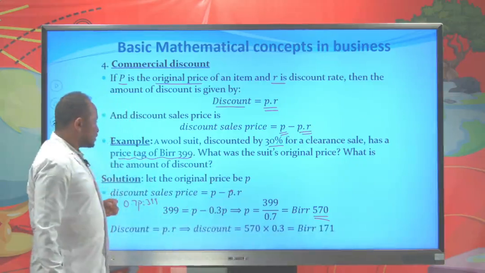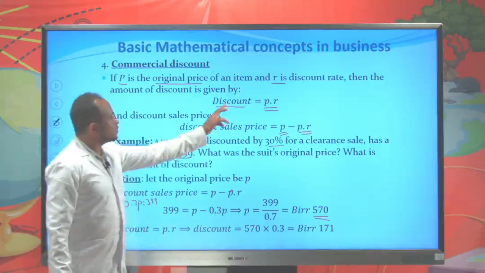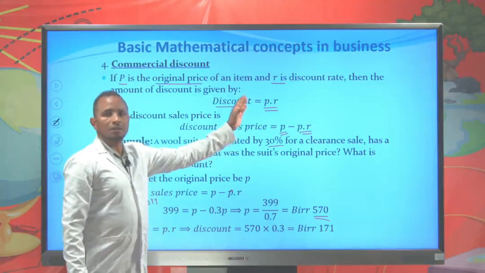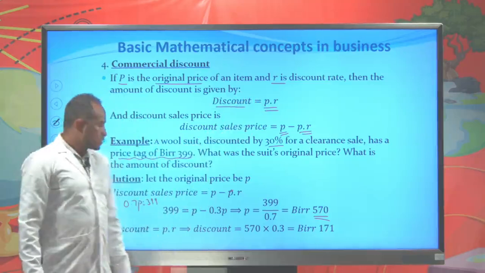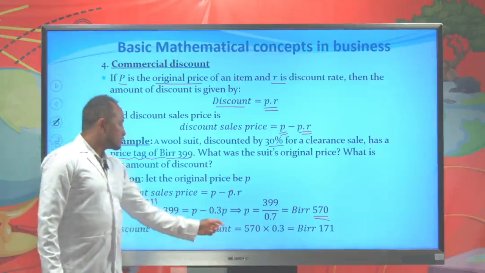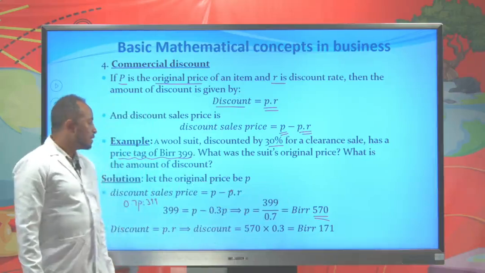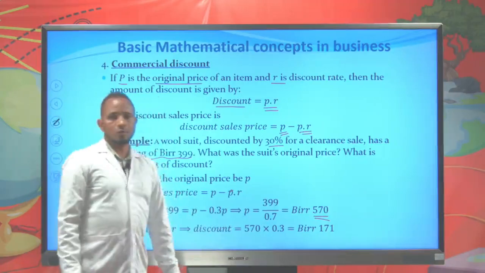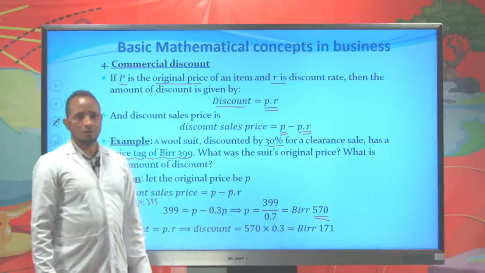In addition to this, we are asked to find the amount of discount. The amount of discount is given by multiplying the original price with the discount rate. So discount is equal to the original price, which we have found to be 570, times the discount rate, which is 0.3. When you multiply these two, you get 171.